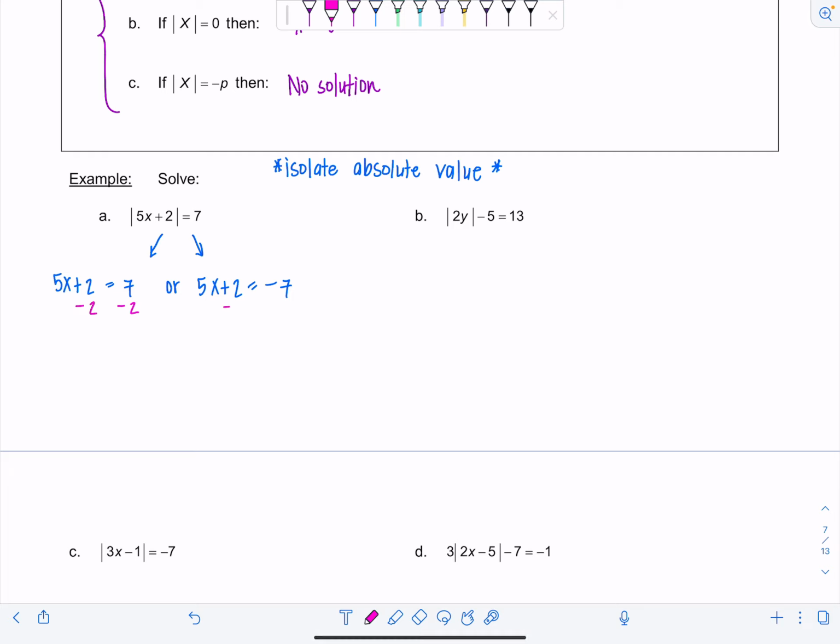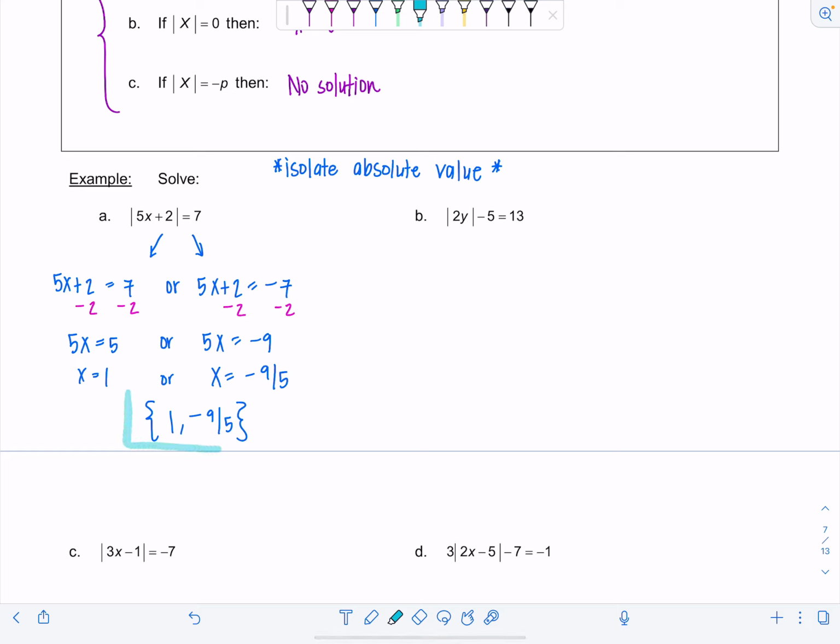So subtracting 2, we've got over here 5x equals 5, divided by 5, so x equals 1. Or 5x equals negative 9, x equals negative 9/5. So these are our two answers. They're both going to go in the solution set. The order you put them in the set doesn't matter because they're both x values. It's not an ordered pair x, y, right? So just separate them with a comma and we are done.